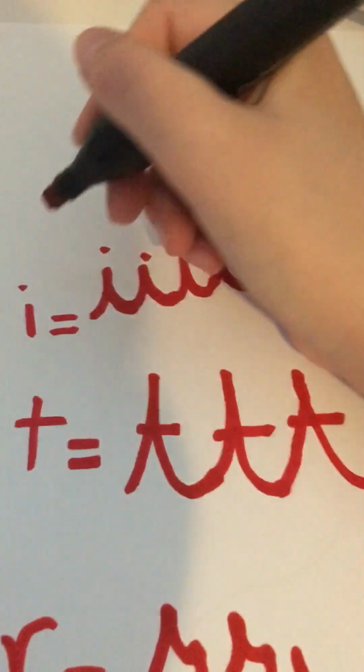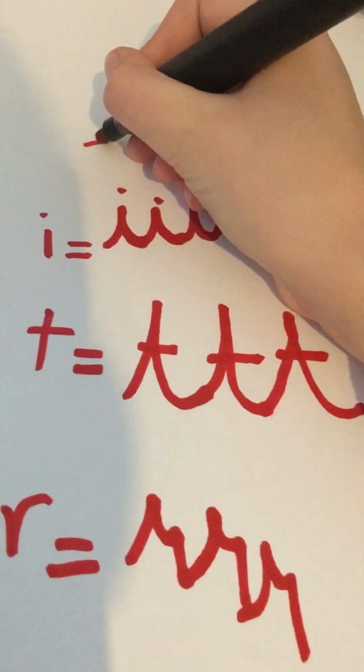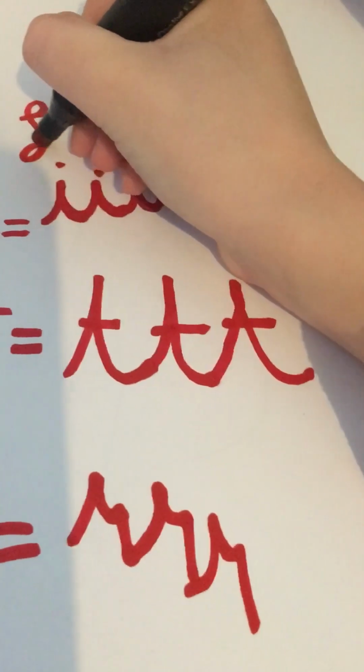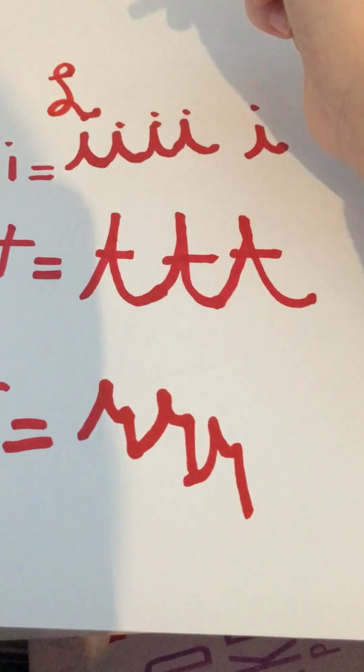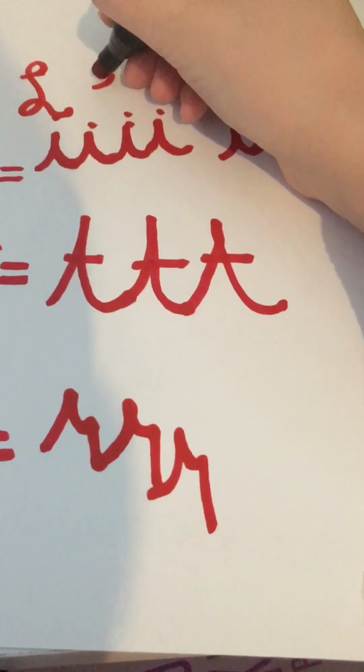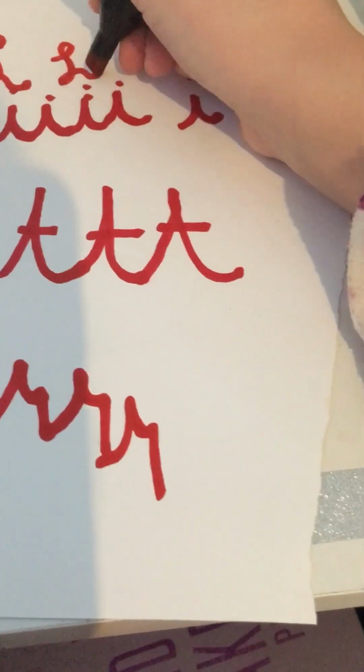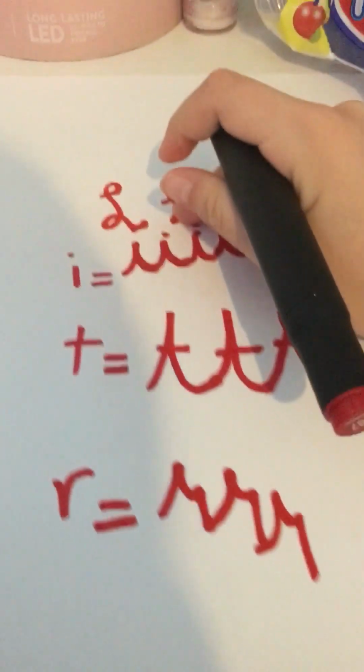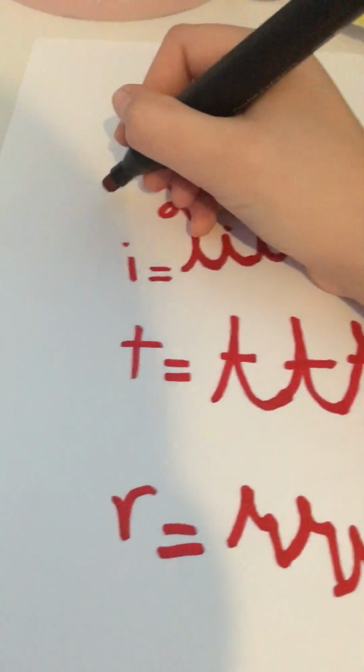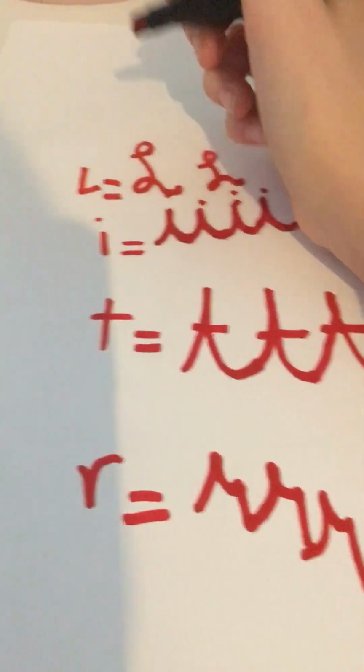Okay, now an uppercase L. I'm going to start here. Loop down. L. Start here. Loop down. And L. Okay? This equals an uppercase L.